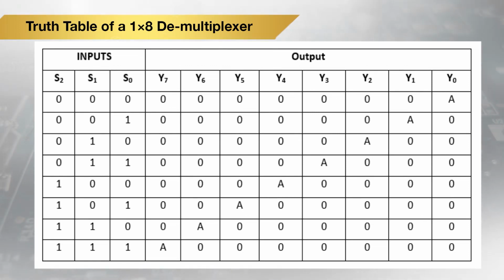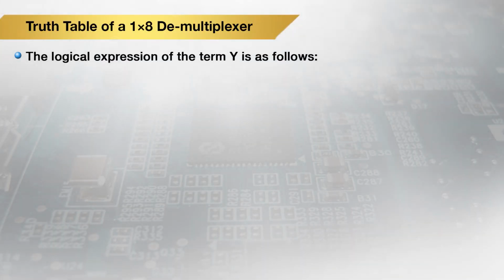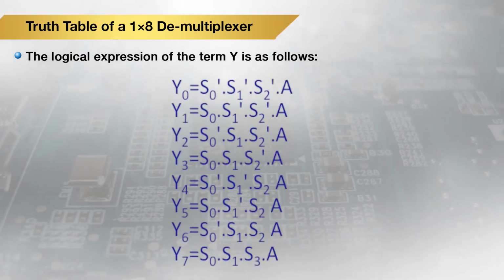So the logic expression for term Y is as follows: Y0 equals S0 bar, S1 bar, S2 bar A. Y1 equals S0, S1 bar, S2 bar A. Y2 will be S0 bar, S1, S2 bar A. Y3 will be S0, S1, S2 bar A. Y4 will be S0 bar, S1 bar, S2 A. Y5 will be S0, S1 bar, S2 A. Y6 will be S0 bar, S1, S2 A, and Y7 will be S0, S1, S2 A.